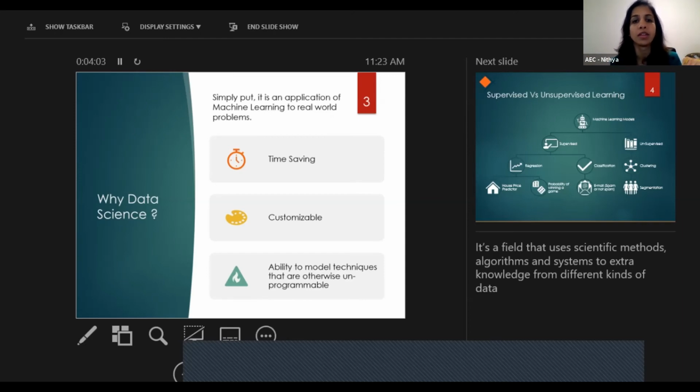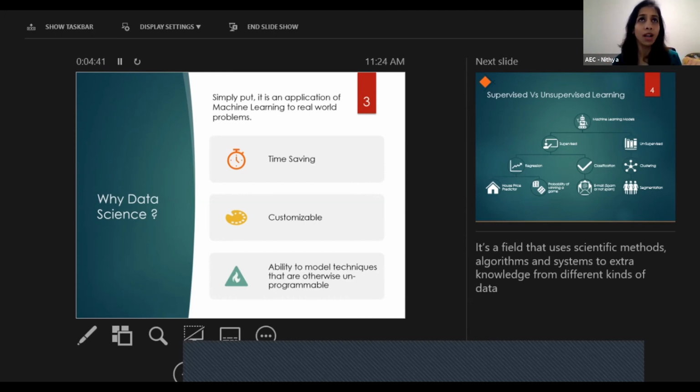So it's very customizable and scalable in that sense, and it has the ability to model techniques that are otherwise unprogrammable, right? So if I tell you, look at the image of the dog and tell its emotions, whether it's happy or grumpy or whatever, can you write a program for that? It's quite hard. And understanding the sentiments of a person, there are so many things that are non-programmable. Your brain says, I know it is that way, but how do I put it in a program, in Python or C++? There is just no way to do that.